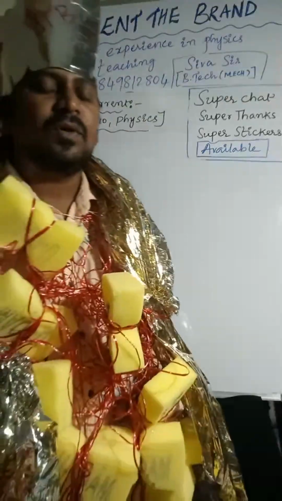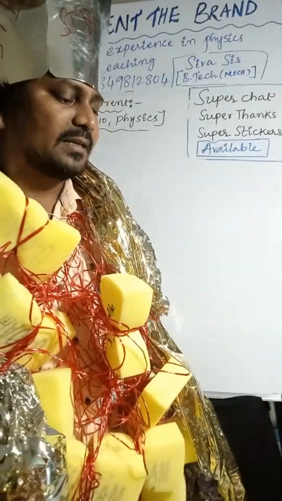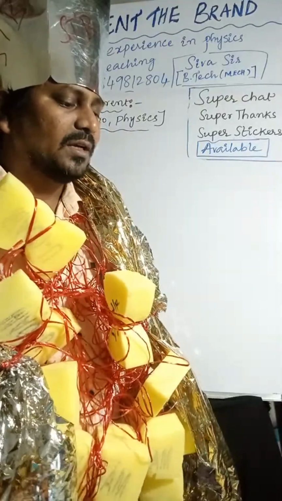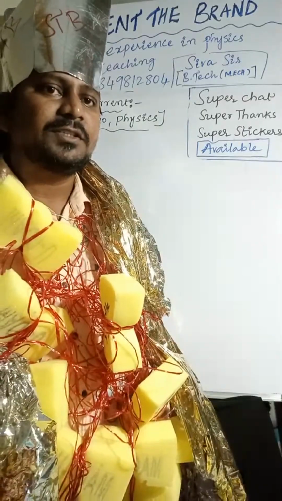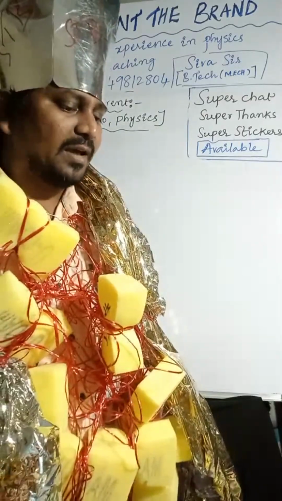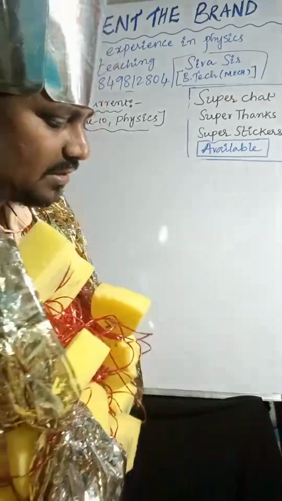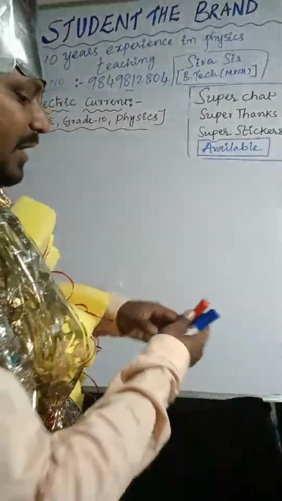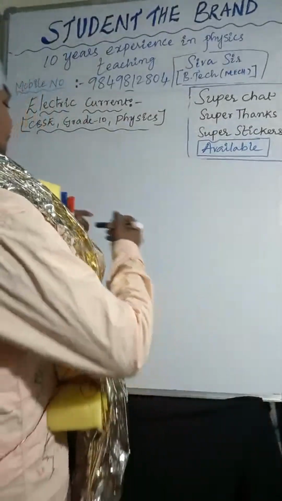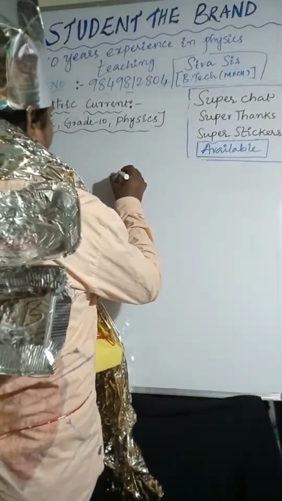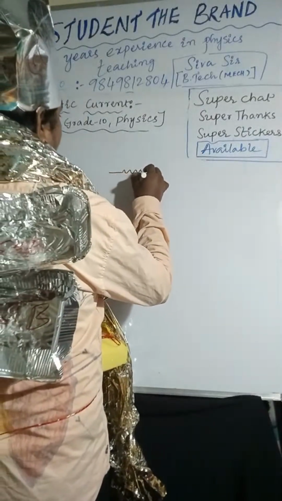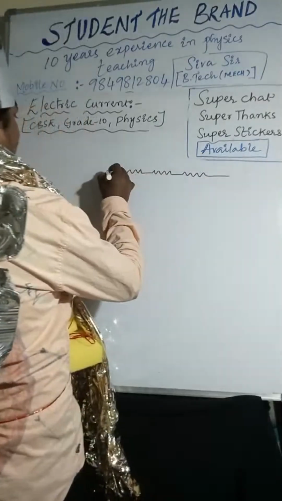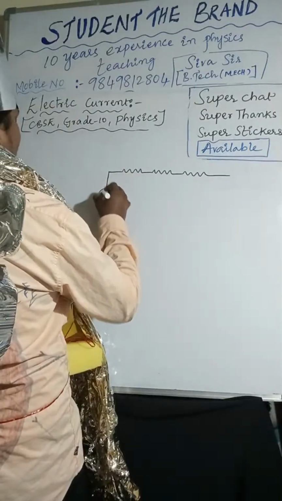Now we'll discuss resistors connected in series combination and resistors connected in parallel combination, and their formulas. Okay, so let's start. I'm taking resistors connected in series combination. I'm taking three resistors, one, two, three. These are the three resistors connected in a series combination.